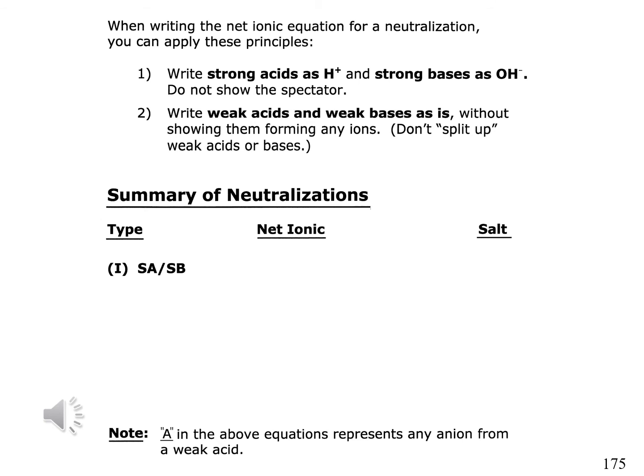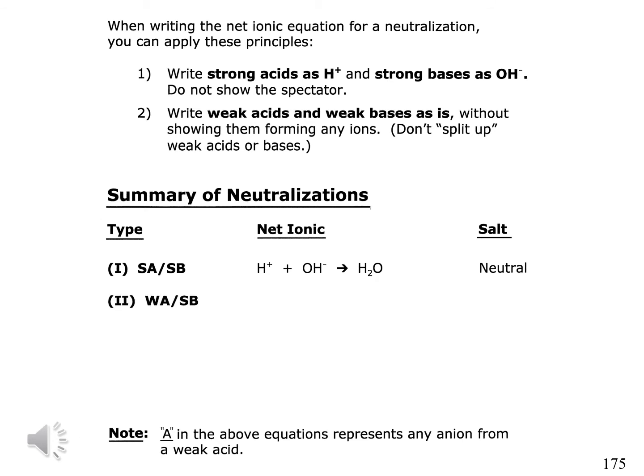Let me show you how some of these work. In the first example here, let's suppose you want to write the equation for the reaction between a strong acid and a strong base. How would you do that? Well, you write a strong acid as H+, you write a strong base as OH-. If there's anybody that doesn't know the product of this reaction, that is a very bad situation. It's obviously going to form water, and the salt you get in this kind of neutralization is neutral.